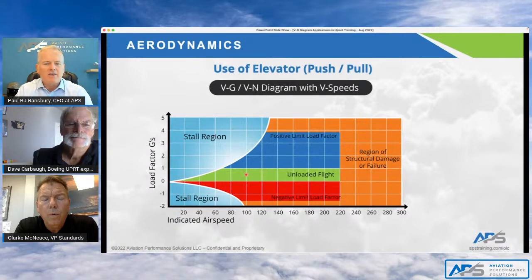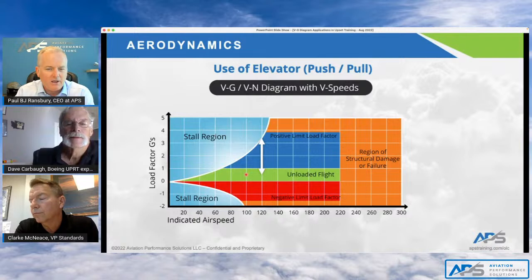Okay, guys, I think we did a great job in here. So let's talk about the use of elevator, the push and pull. What's that look like on the diagram? If you look at the white arrow, the arrow going up is the pull or the load, and the arrow going down is the push or the unload. And that has a huge impact on the stall speed.